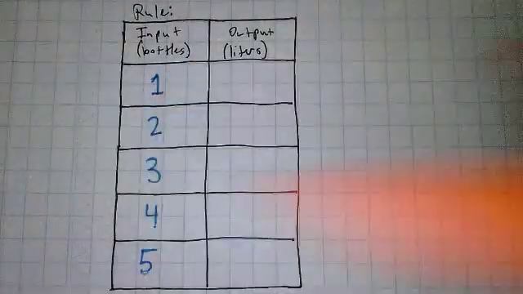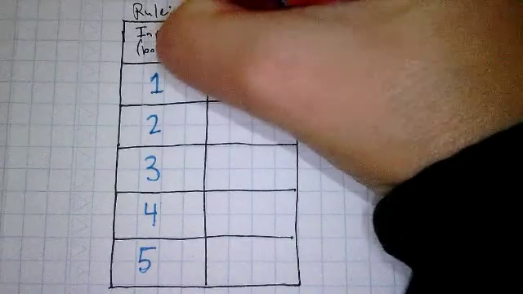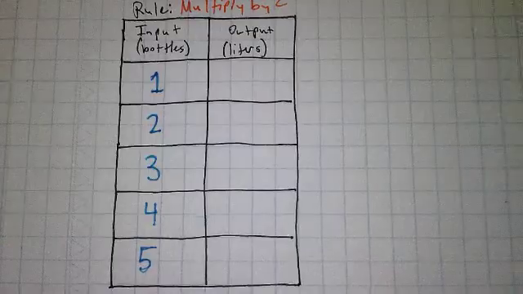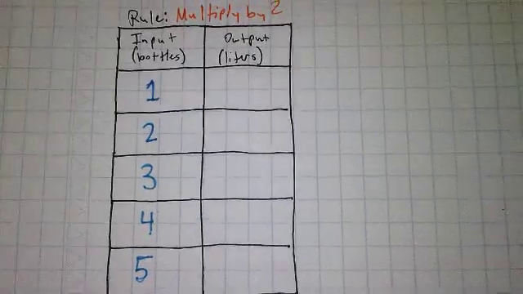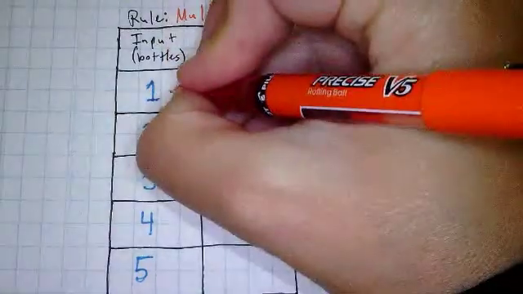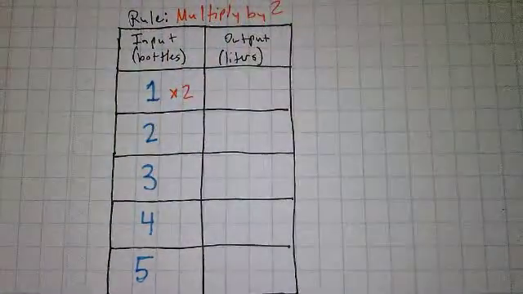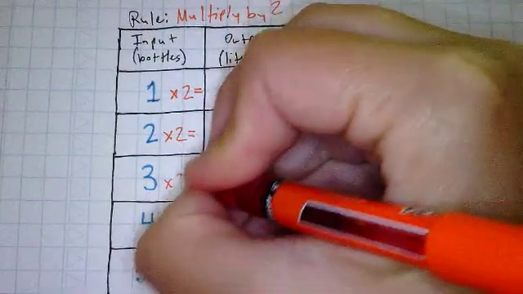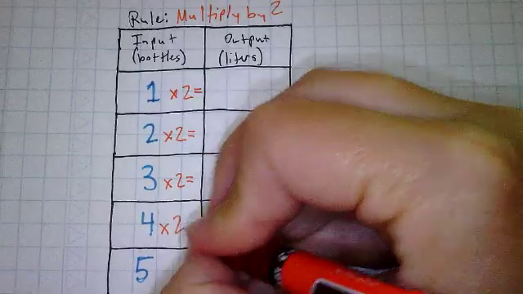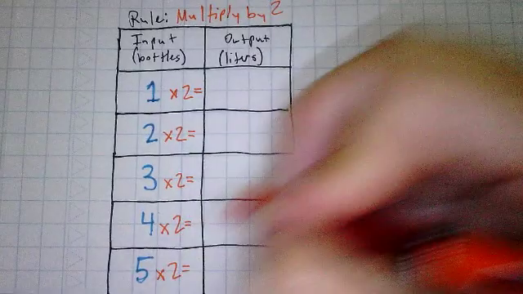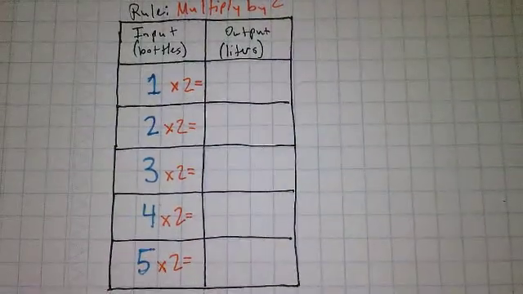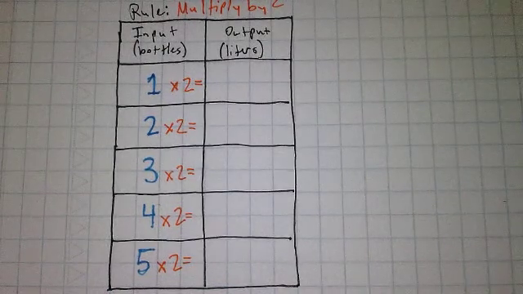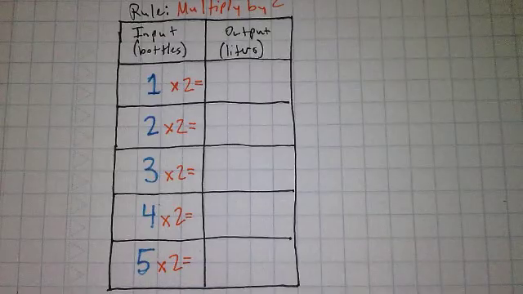If I do it this way, my rule was what again? Multiply by 2. So I can take each of my input numbers and literally write times 2 if I want. Sometimes that helps people get the right answer on their output. If you can literally write out times 2 on all of them, it's going to help you get that right answer. Do you see what I'm saying? Because then you easily know what you're multiplying. Let me make it less blurry for you.